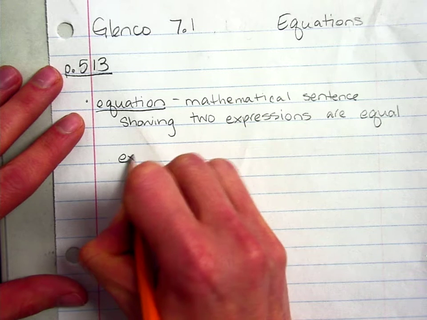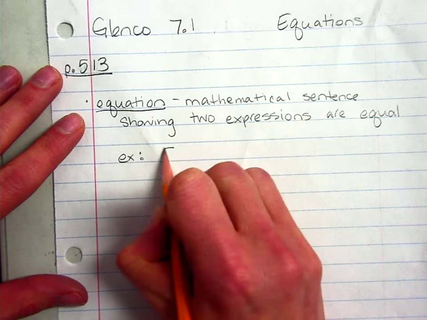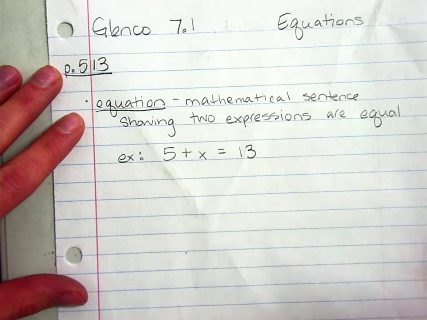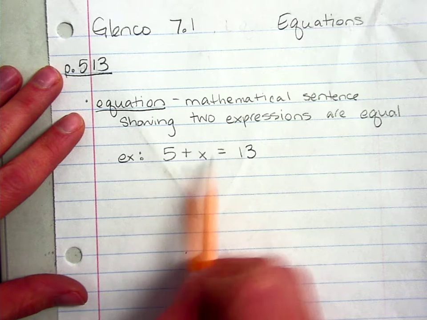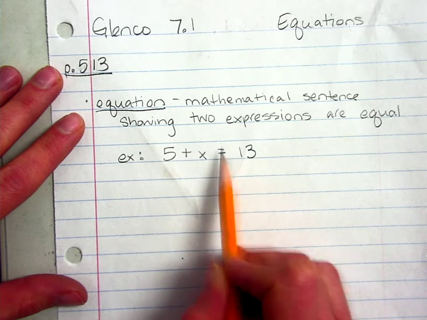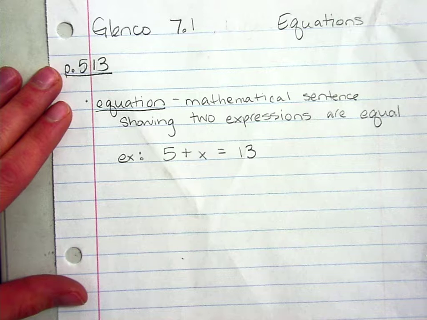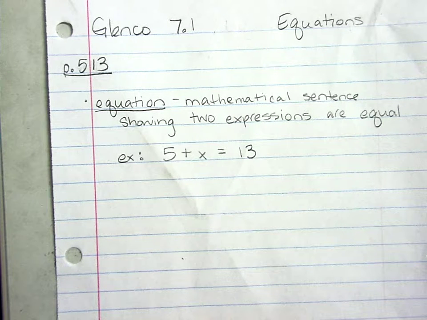So an example of an equation might be 5 plus x equals 13. That's an equation because we've got two expressions and they are equal. Just to review, the expression is just a combination of numbers and operations. It might have variables, it might not, but you're not going to see the equal sign.